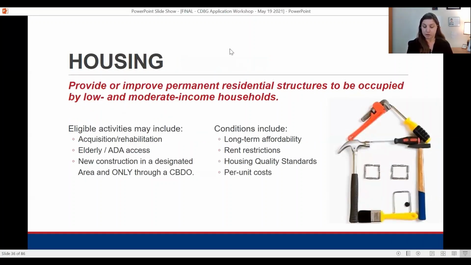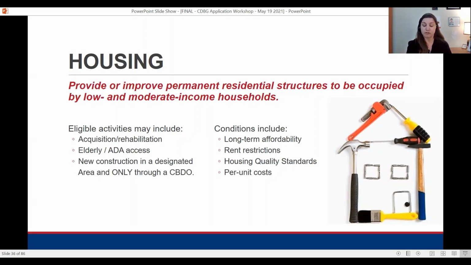The next type of eligible activities is housing. Housing activities include those meeting the national objective of providing or improving permanent residential structures to be occupied by low and moderate income households upon completion. Rental and owner-occupied housing is eligible. Low and moderate income homeowners and landlords that rent to LMI residents are eligible for financial assistance.